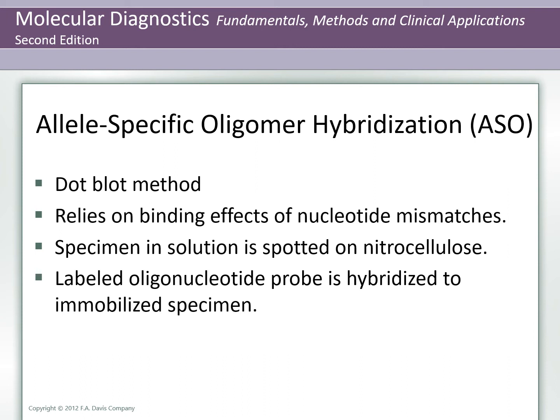Allele-specific oligomer hybridization has been used in clinical testing for detection of specific mutations and polymorphisms, typing of organisms, and tissue typing as well. It's also been carried out as a reverse dot plot in a 96-well plate format for infectious disease testing for organisms such as Chlamydia trachomatis and Mycobacterium tuberculosis.